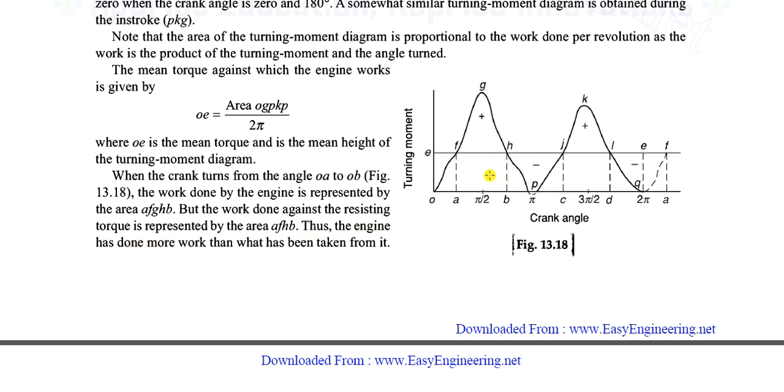So if you remember, in the last example you calculated resisting torque from power. So this much power, this torque, is used to generate the power. Now, what about this torque? Thus the engine has done more work than what has been taken from it.